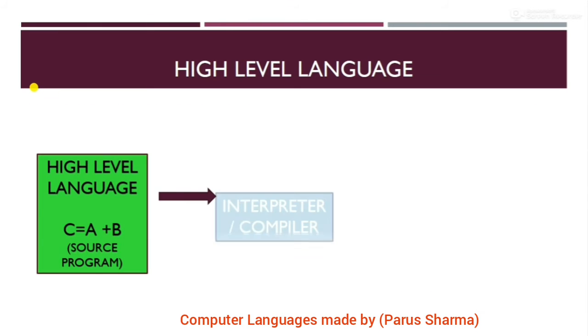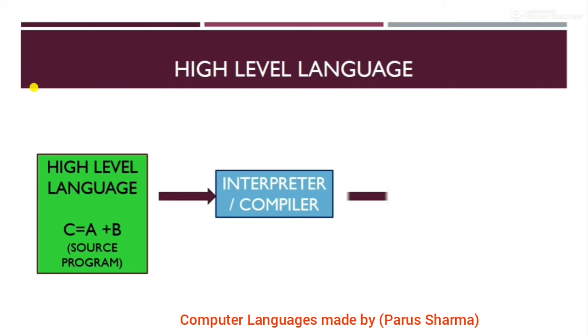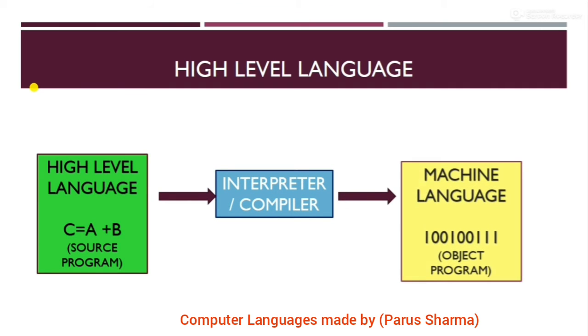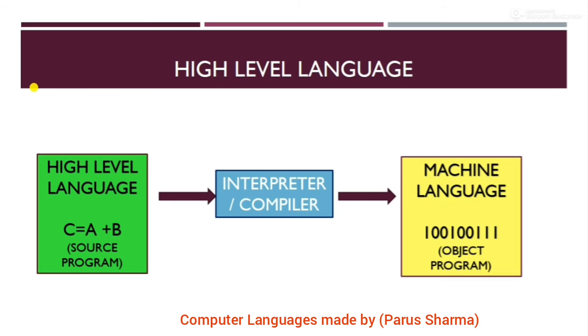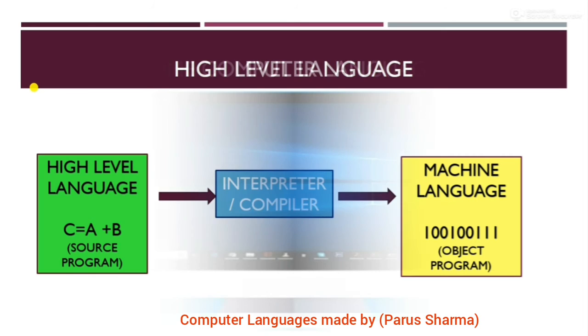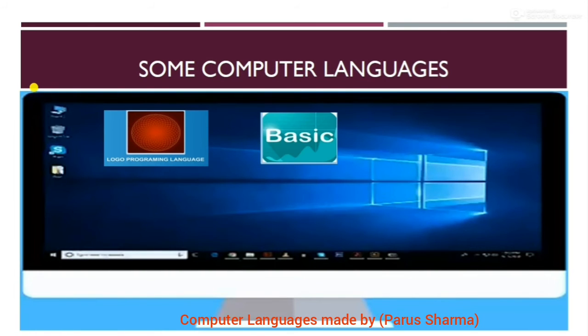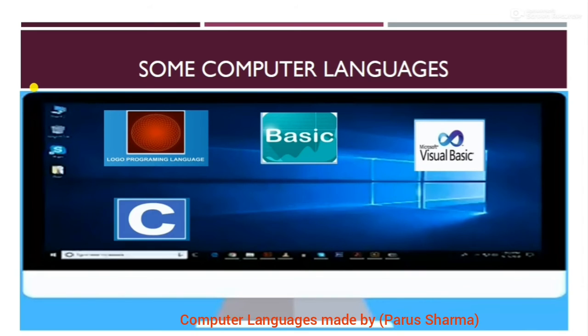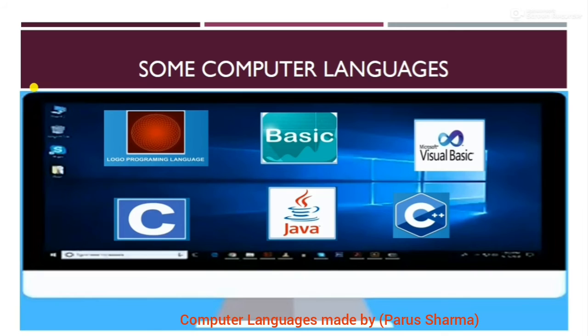In high-level language, the program is written in English, that is a source program, and an interpreter or compiler converts it into machine language in the form of 0 and 1, that is an object program. Some computer languages we use nowadays are Logo, Basic, Visual Basic, C, Java and C++. We use these to develop software which we use on computers or mobile phones.